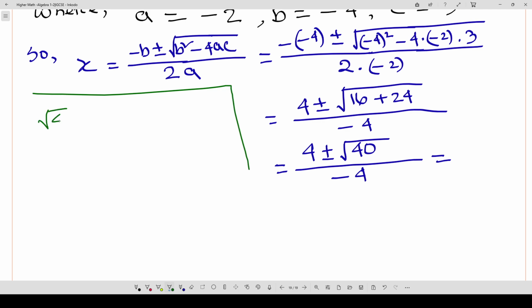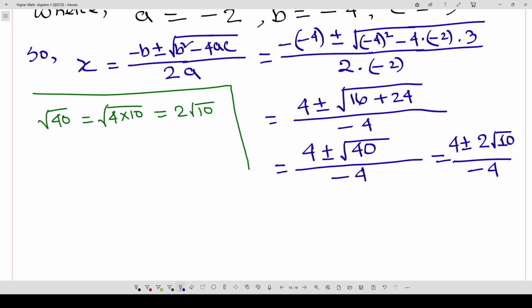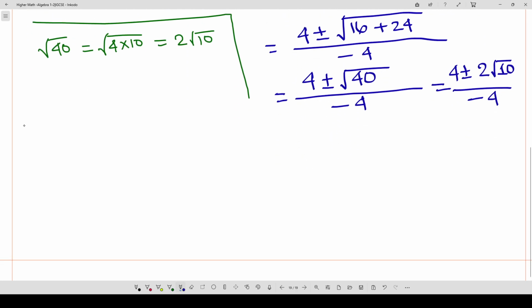Root 40. So we have to find a perfect square, which is 4. So 4 times 10 is 40. Root 4 means 2. Root 10 stays as it is. So 4 plus or minus 2 root 10, divided by minus 4. Okay, so we have to keep this one. Now we have to find the value of x.